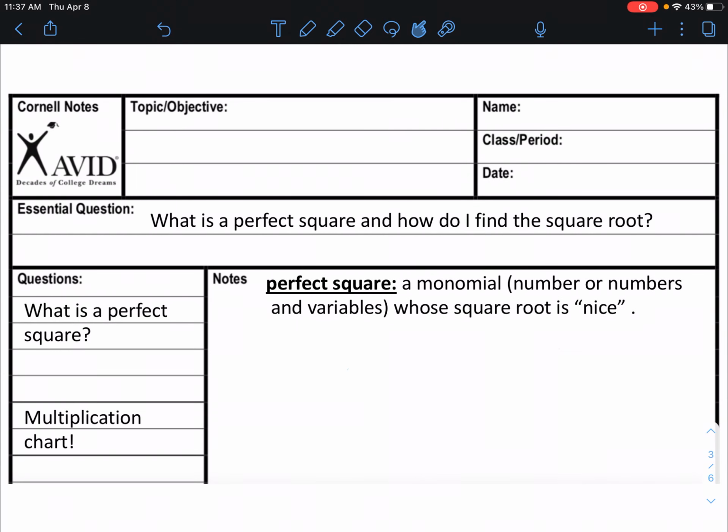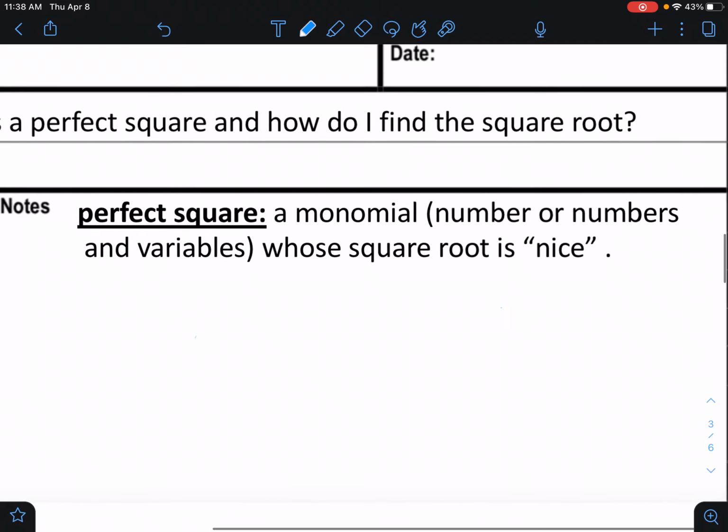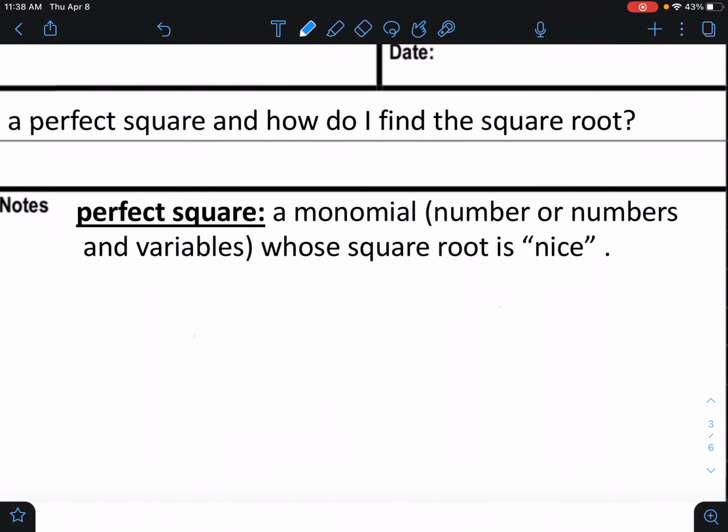Okay, a perfect square. Sometimes the multiplication chart, which you'll see on the next slide, helps, and you should download it into your Notability if you haven't already, so you've got it. But a perfect square is a monomial. Remember, a monomial is just a number or numbers and variables together whose square root is nice. And when we say nice, that means no fractions, no decimals. We just get a whole number.